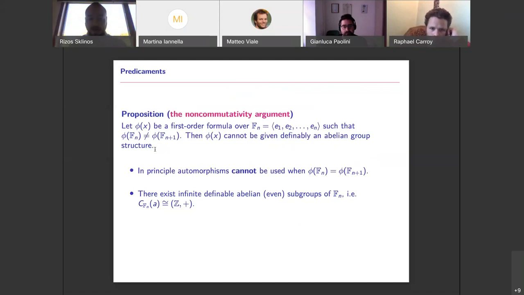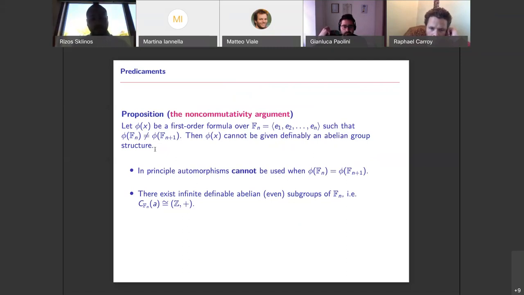That's the bad news. The good news is that apart from these formulas, if we find a special argument for these formulas, for all the rest, we can generalize the above argument, and I'll show you later how.